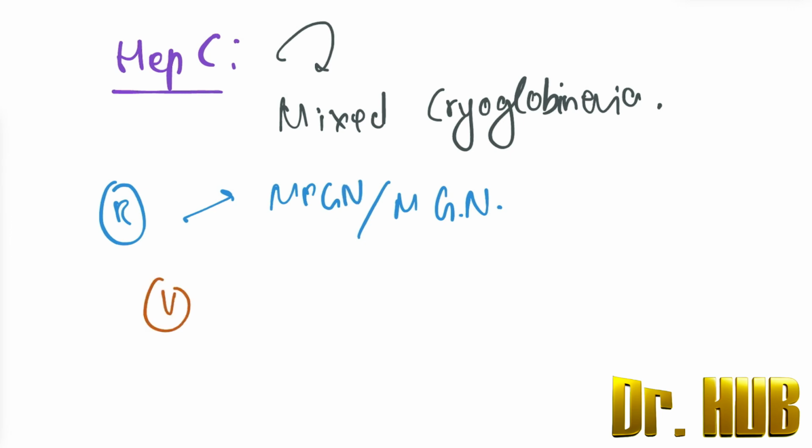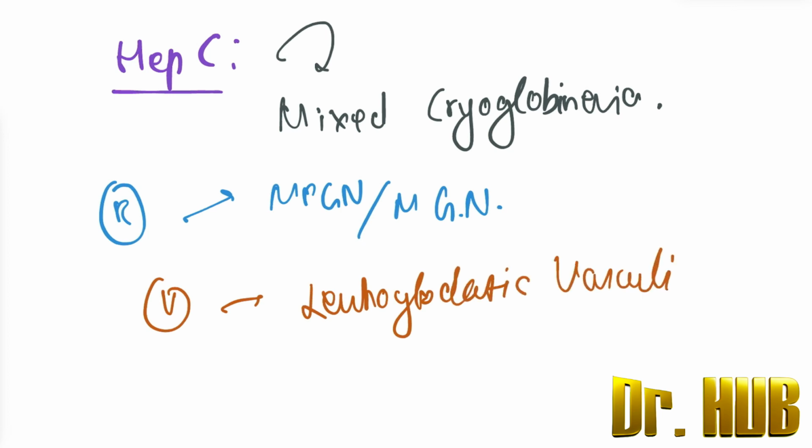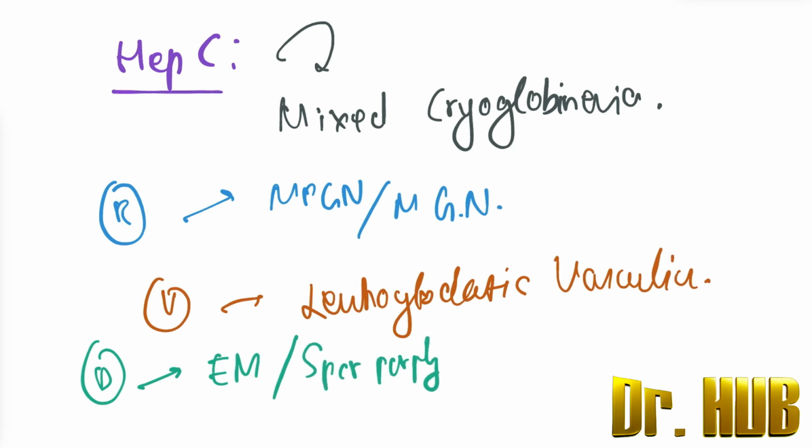And vascular, there is leukocytoclastic vasculitis. And what about the dermatological conditions? Under dermatological conditions, there is erythema multiforme, sporadic porphyria cutanea tarda, as well as lichen planus and necrolytic acral erythema.